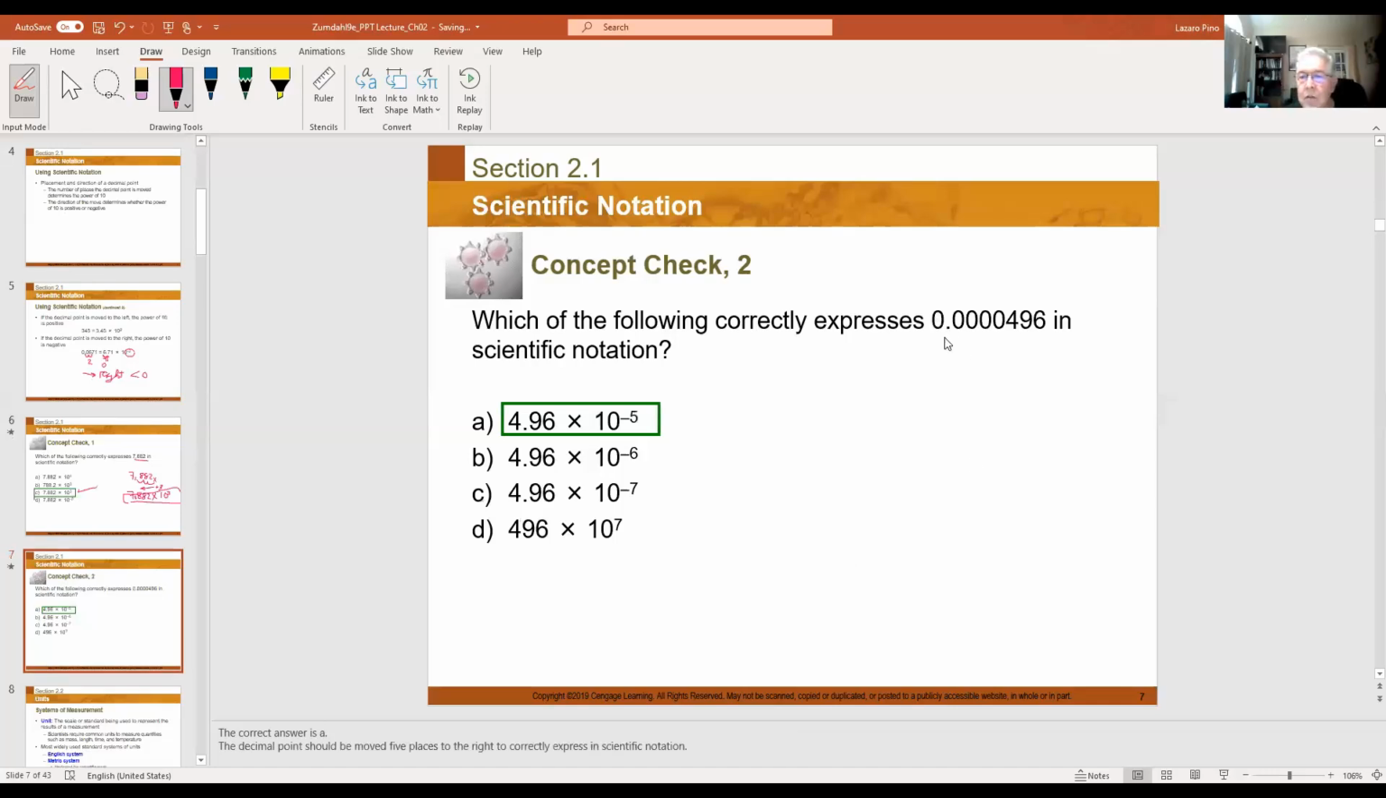Let's see in this case. Oh, this is a very small number. Then you move the dot 1, 2, 3, 4, 5 times. Then you will get 4.96 multiplied by 10. As you move the dot 1, 2, 3, 4, 5 times to the right, then the exponent will be negative 5. That's why you have this answer as the best that expresses this small number.